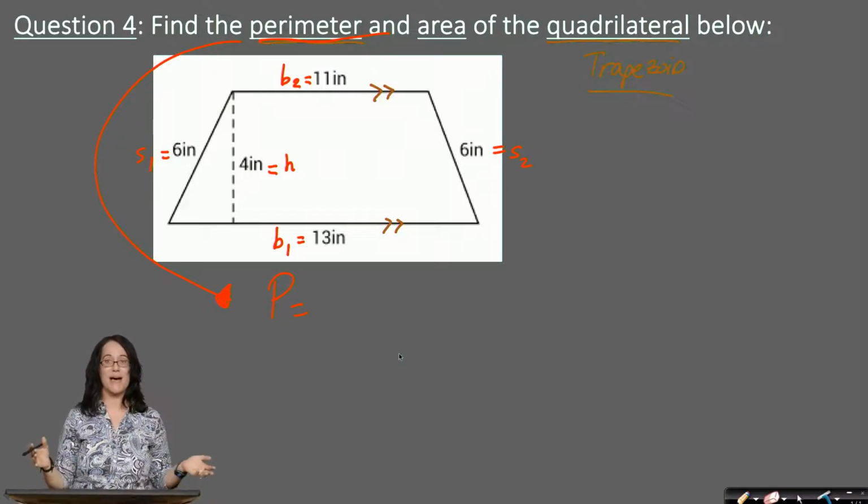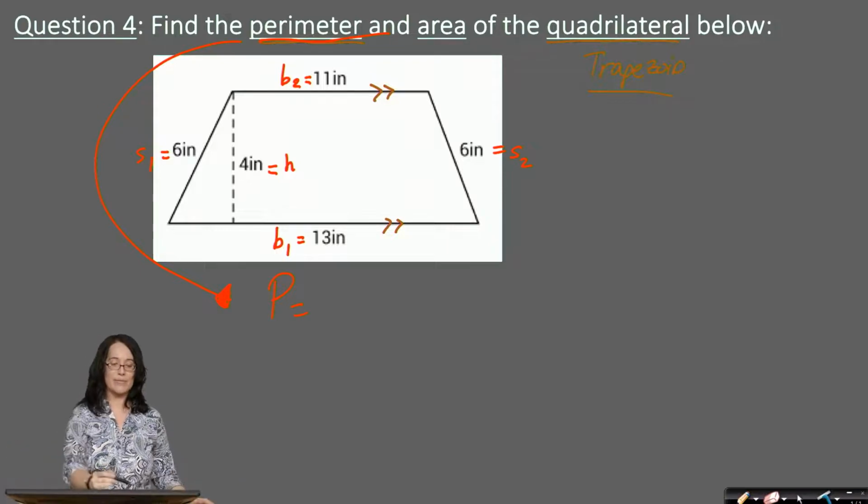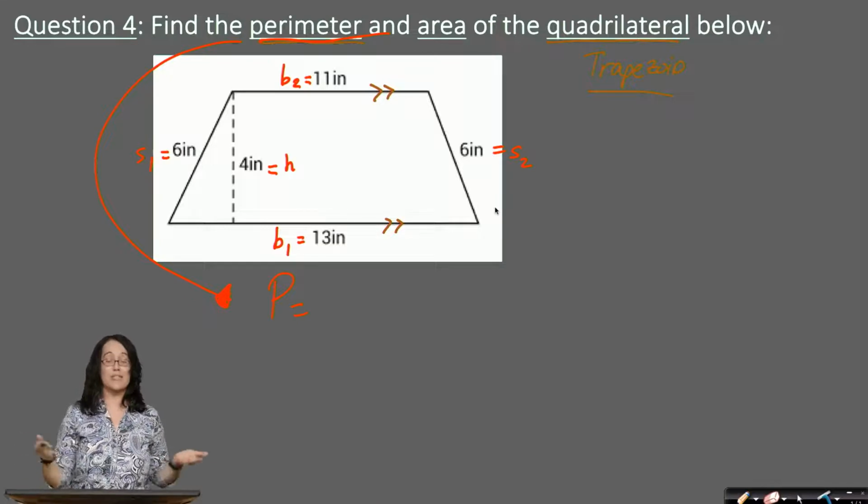So for example, if you had a piece of your house, and maybe this is actually the ground level, and you're putting baseboards around a room that is the shape of a trapezoid, what you would do is add 6 plus 11 plus 6 plus 13, and that would give you the number of inches of baseboard. More likely you'd be measuring in feet, but that's the idea here. So we're going to take slanted side 1 plus base 2 plus slanted side 2 plus base 1. Again, you could write that in any order. Addition is what we call commutative. The order doesn't matter as long as you add them all together.